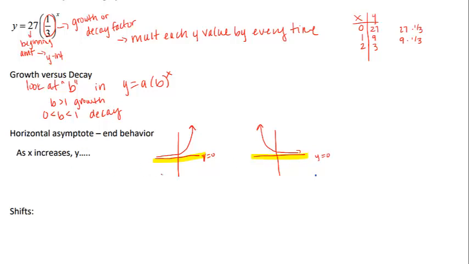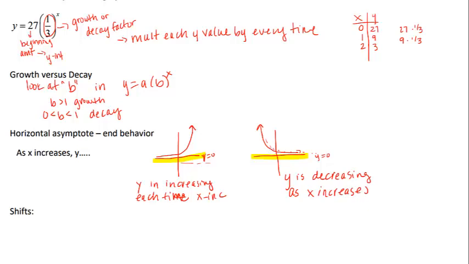So let's look at this picture. As x increases, so as you're going out along the x-axis here, what's happening to your y values? So this one, your y is increasing each time the x increases. If we look at this one, though, what's happening to our y values? Our y is decreasing. It's coming down as my x increases. So that's what end behavior is. End behavior is saying what's happening to the end of the graph on either side here.